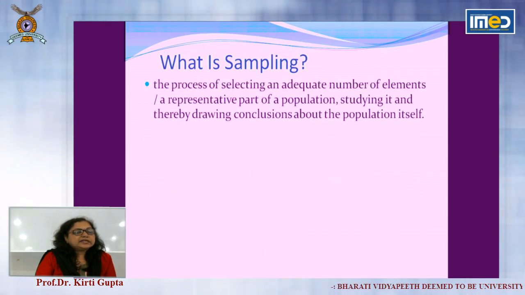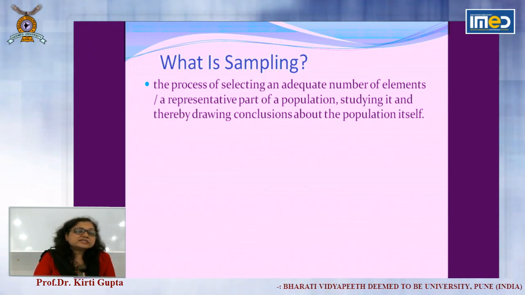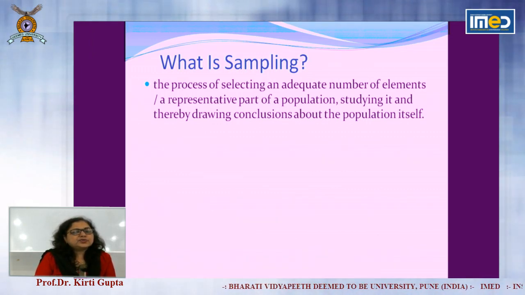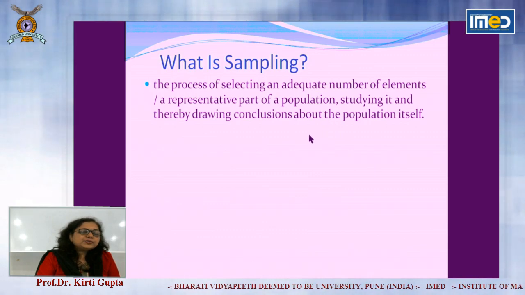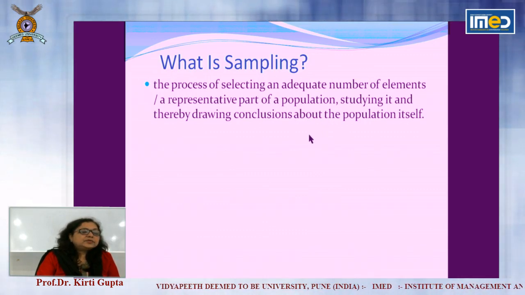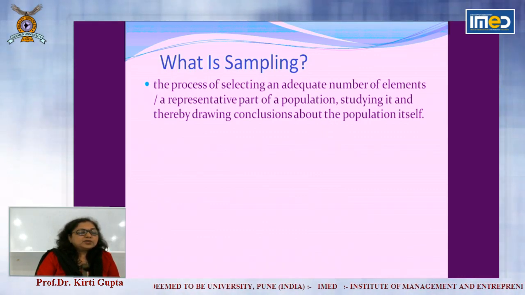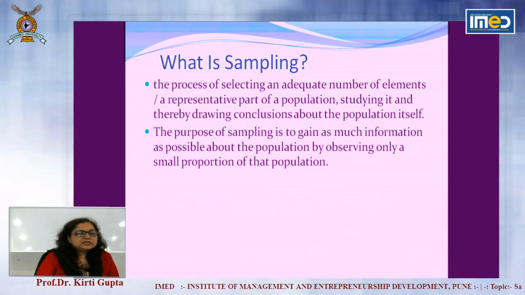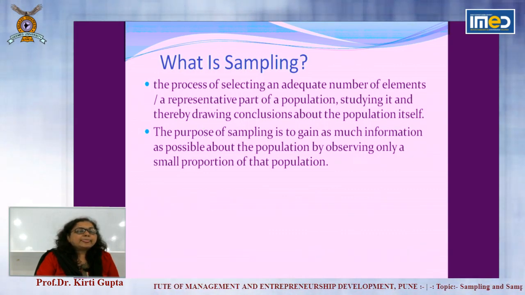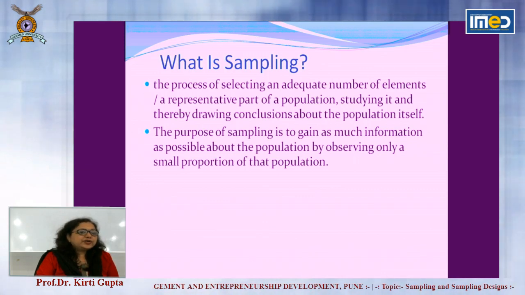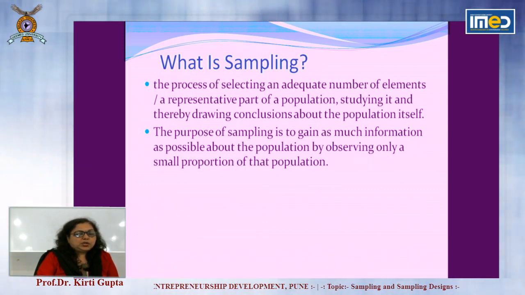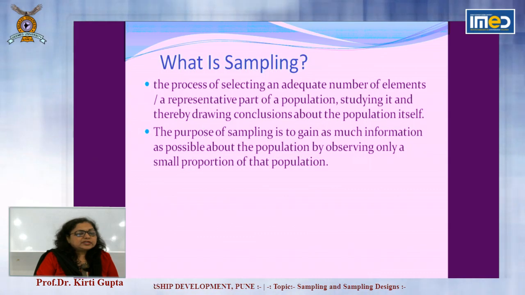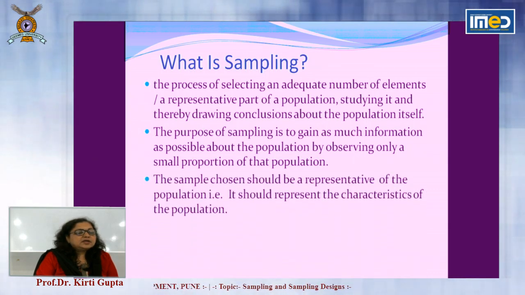Now, coming to the next term, what is sampling? When you want to resort to the sample survey, you need to collect the sample using the methods of sampling. So, what is sampling? Sampling refers to the process of selecting an adequate number of elements from a part of the population, studying it, and thereby drawing conclusions about the whole. The purpose of sampling is to gain as much information as possible by observing only a small portion.